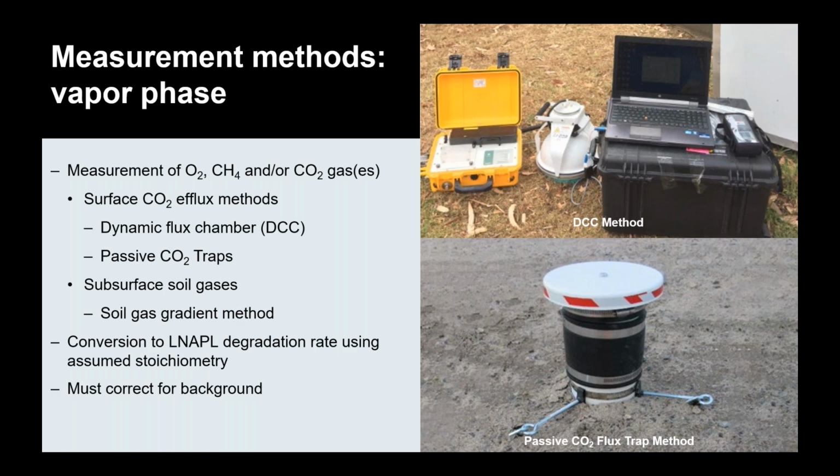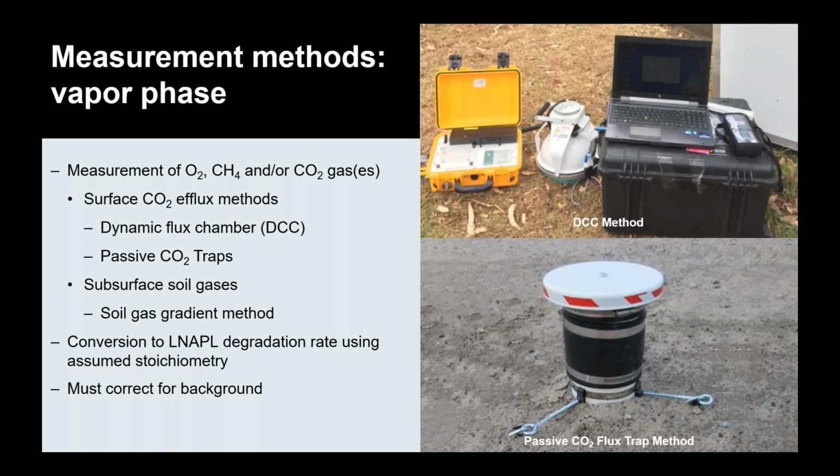An additional vapor phase method is a soil gas method that looks at the subsurface gas profiles for oxygen, CO2, and methane. This method is performed by measuring these gases down a monitoring well and looking at the vertical profiles for the different gases to see how they change. Again, this is going to be a short-term or snapshot method. You can use dedicated installations to get a longer-term average for these measurements.